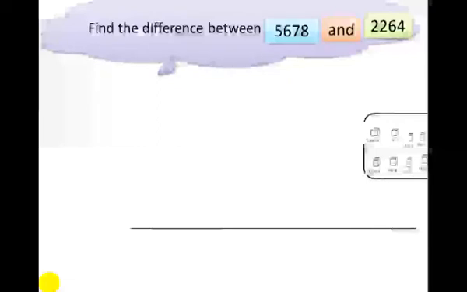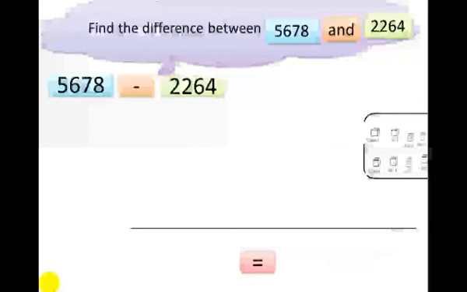Firstly, let us write out the question. 5,678 minus 2,264. That is the question. Next, we place each digit in the place value table. Looking at the numbers, they are 4-digit numbers. Each of these numbers is a 4-digit number.